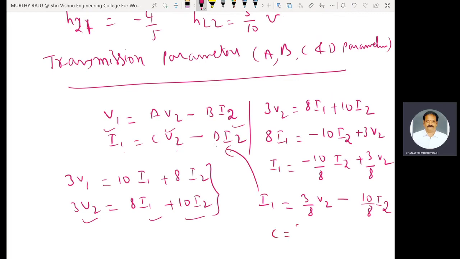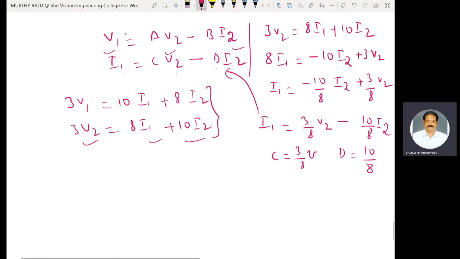Therefore, C is equal to 3 by 8 ampere per volt, and D is equal to 10 by 8.